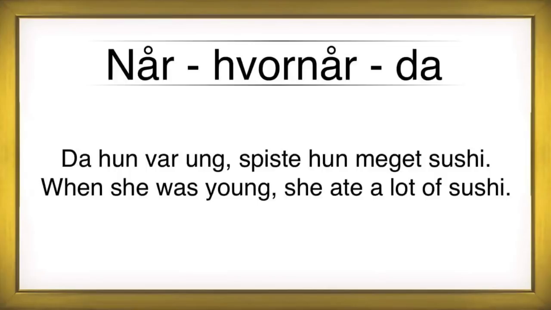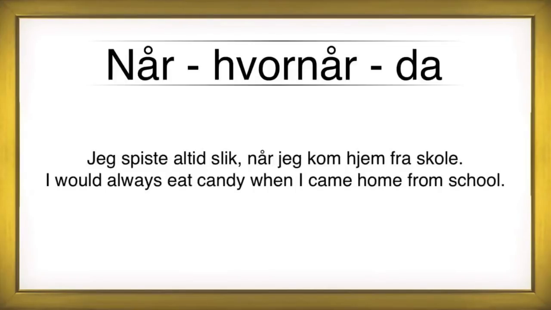Going back to nå, we can also sometimes use nå in the past if it's something that was continuously happening or repeatedly happening in the past. Jeg spiste altid slik, når jeg kom hjem fra skole. I always ate candy when I came home from school. Or in English you would say, I would always eat candy when I came home from school. Right? So that's also a very useful constellation.